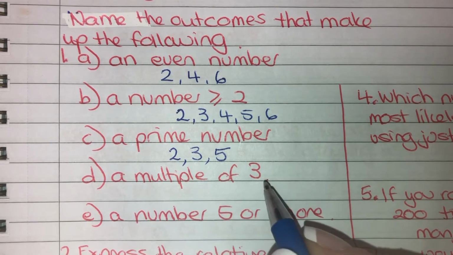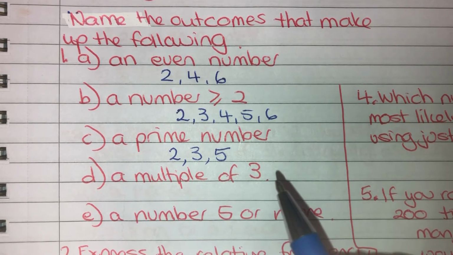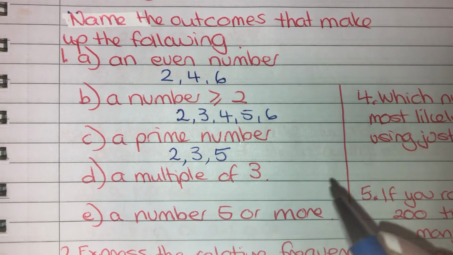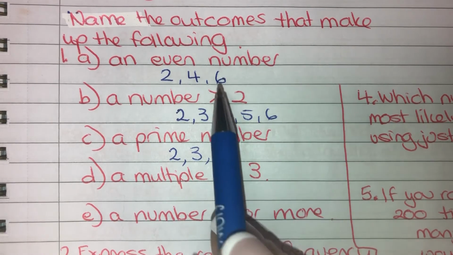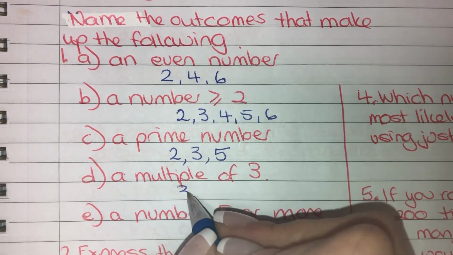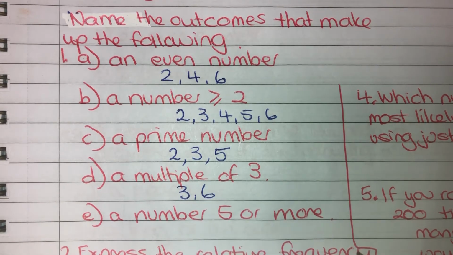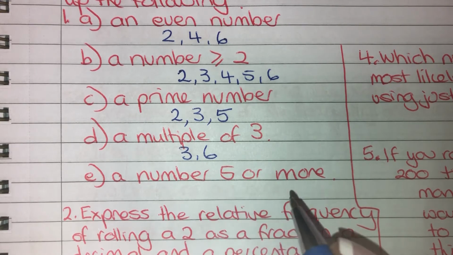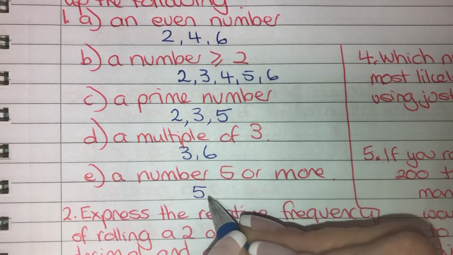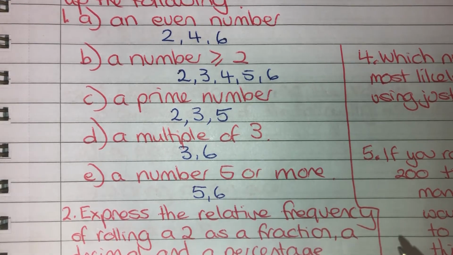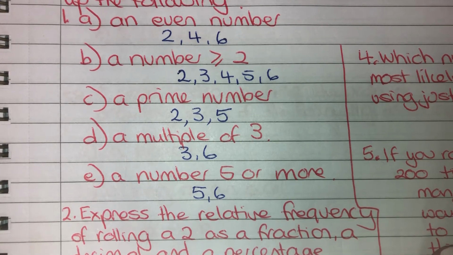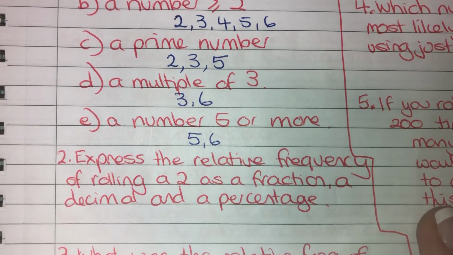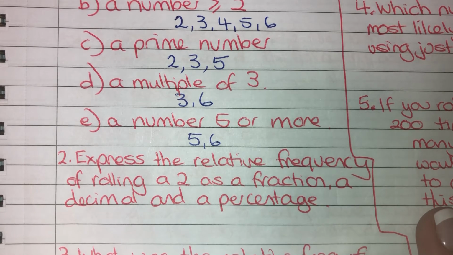A multiple of 3. So multiples start at the number and add that. So 3, 6, 9, 12. Okay, but in this case, we only have 3 and 6 because our numbers stop at 6. And a number 5 or more. So 5 is included and 6 is included, and we stop because there's nothing greater than that. Now, from what we did today, express the relative frequency of rolling a 2 as a fraction, a decimal, and a percentage.